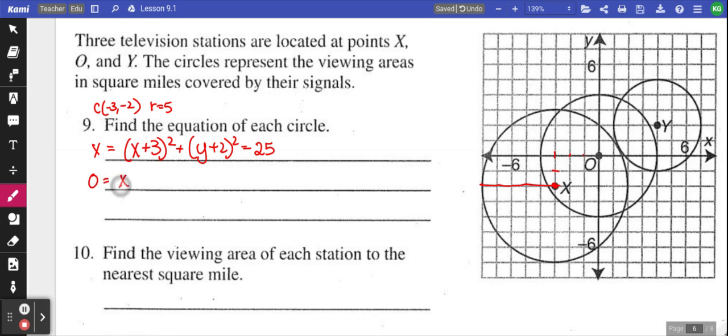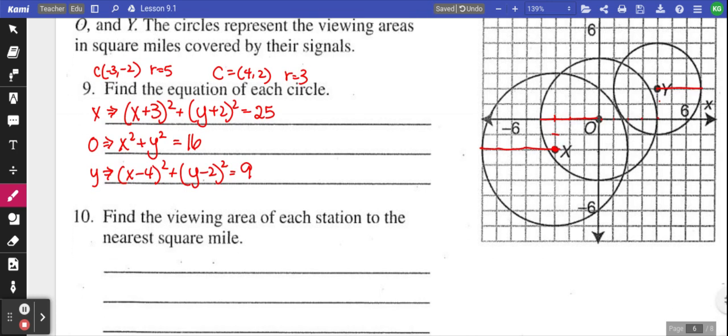The O circle is easy because it's at the center, so it's x minus 0 and y minus 0. And then I'll count 1, 2, 3, 4 for its radius, so squared that is 16. And the last one is the Y. Its center is at 4, comma 2. So that would be x minus 4 squared plus y minus 2 squared equals, and its radius is 3. So squared that is 9.